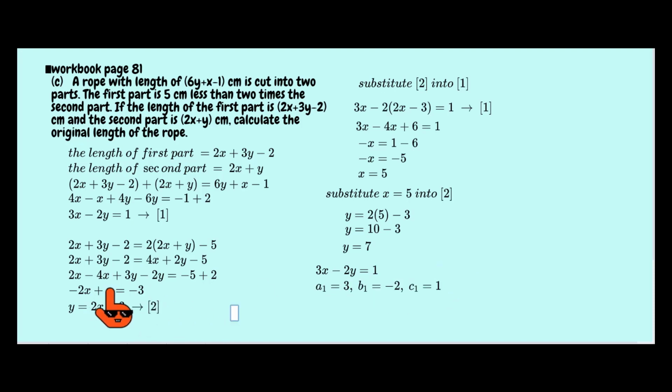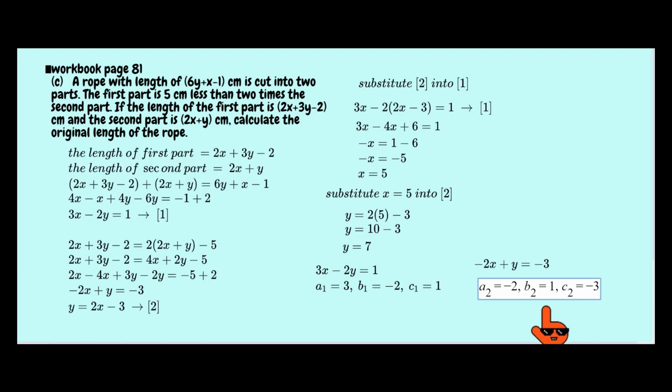Okay, go to the second equation. We are going to use this form of the equation to get the a, b, c. For the second equation, a2 is negative 2, b2 is 1, and c2 is negative 3.